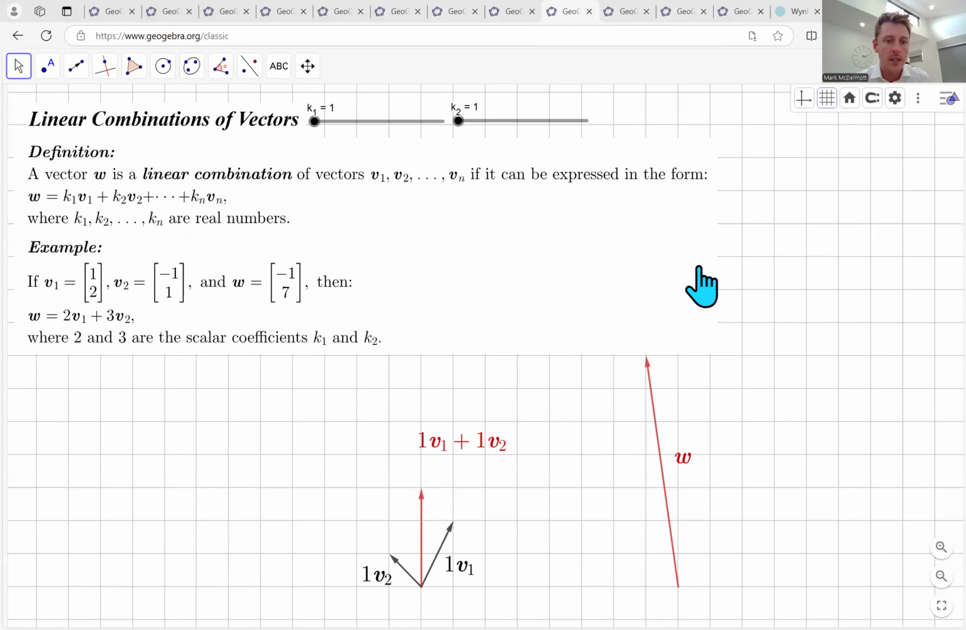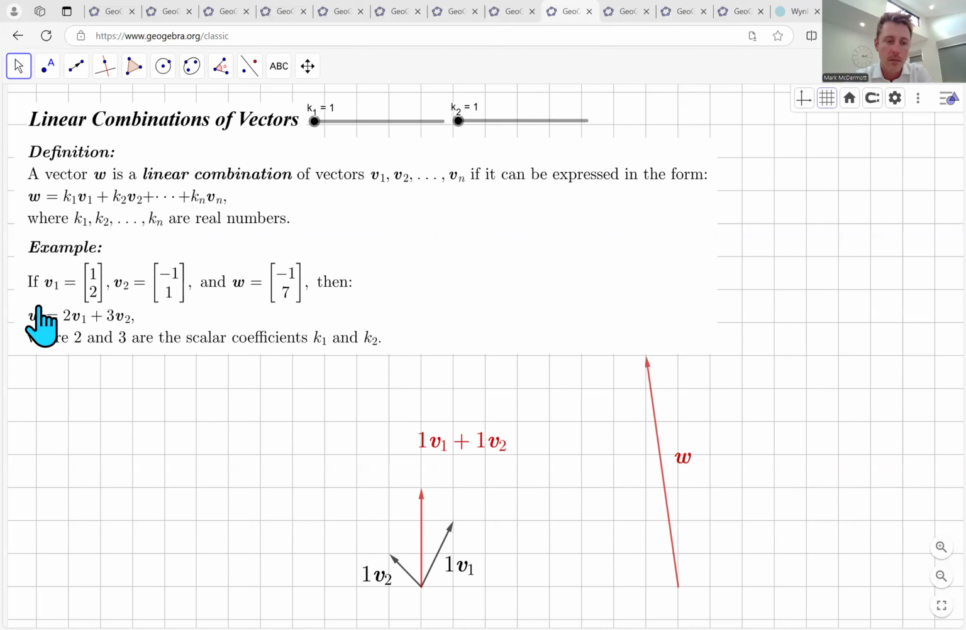So let's talk about the definition of a linear combination. A vector W, let's say, is a linear combination of vectors v1, v2 up to some vector vn, if it can be expressed in the form W equals k1 by v1 plus k2 by v2 plus all the way up to kn by vn, where k1, k2, and kn are real numbers. That's all a bit confusing, but let's break it down.